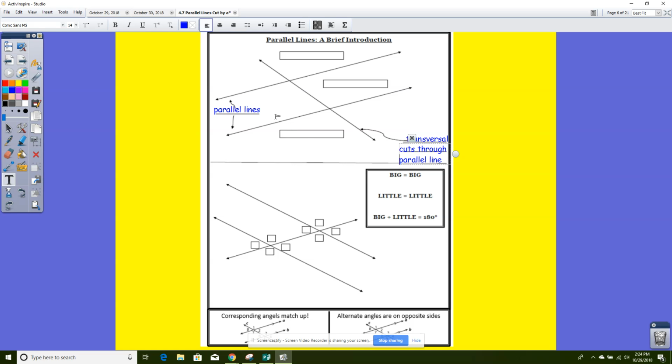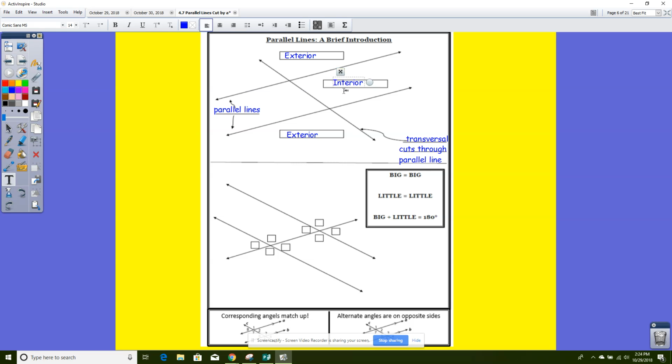So again, we've got our parallel lines. If you're outside of those parallel lines, this is the exterior. So anything up here is exterior, and then anything down here is exterior. And then inside, so inside the two parallel lines is called the interior.